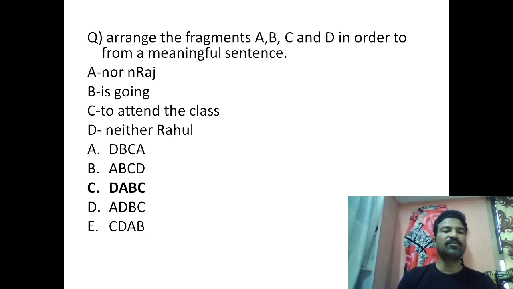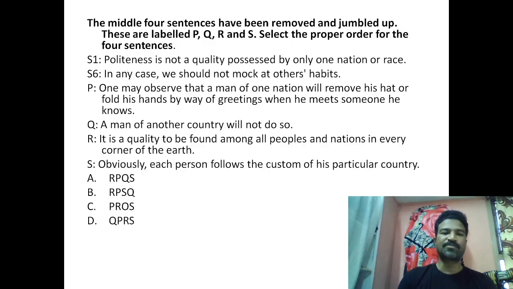So let's put them into the correct place. D, Neither Rahul, next A, nor Raj, next B, is going to attend the class. Neither Rahul nor Raj is going to attend the class. D, A, B, C is the correct option.